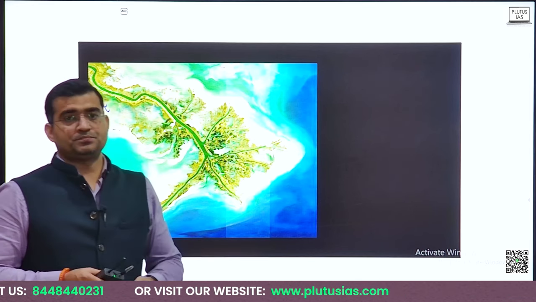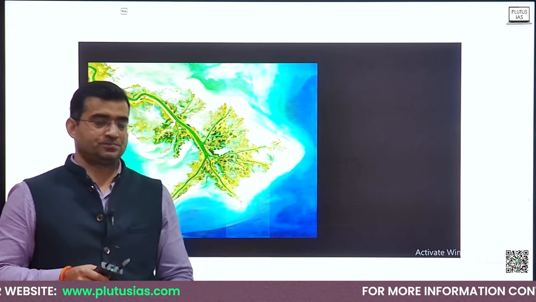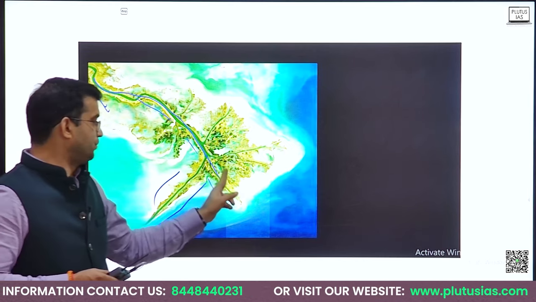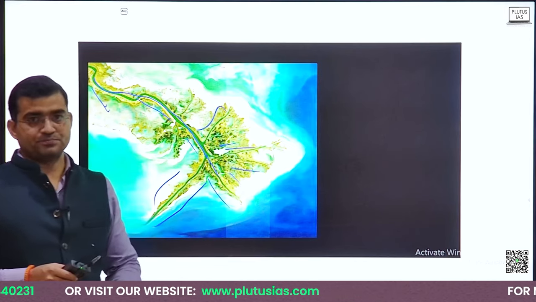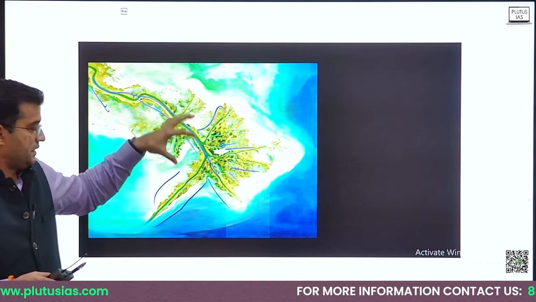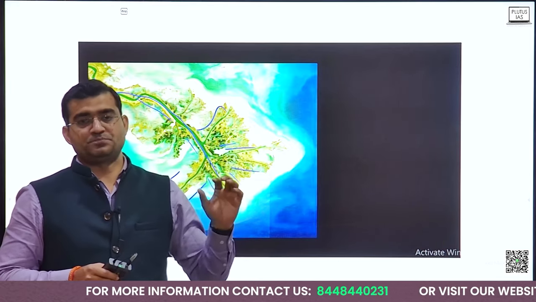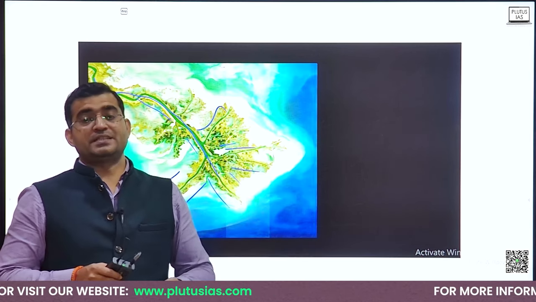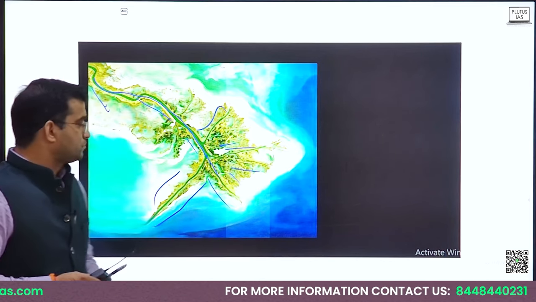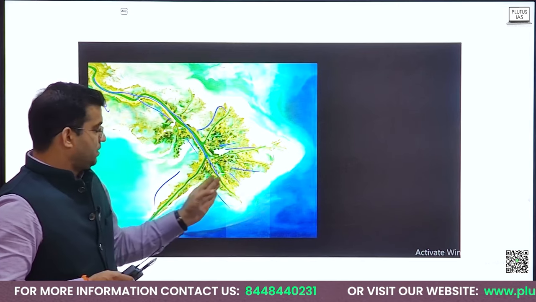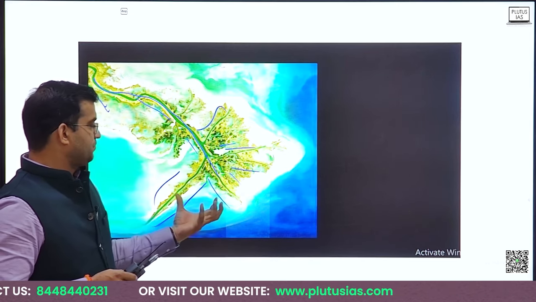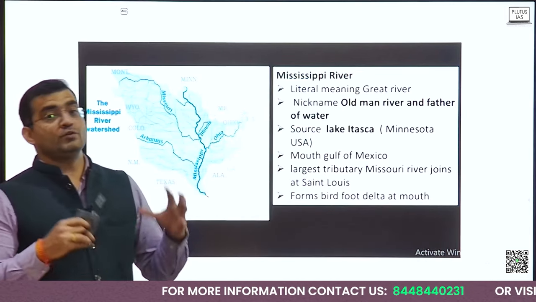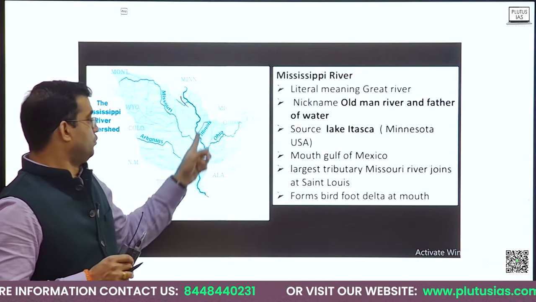This appears like a bird's foot. So here the river stream is this, and this is the delta along with the distributary channels of a river. This river is the Mississippi-Missouri of North America. You know, the Mississippi-Missouri is the principal river of North America. And when it drains into the Gulf of Mexico, it creates a fascinating delta that is called the Birdfoot Delta. It is the only river in the world known for this unique delta, the Birdfoot Delta. This is the flow of the Mississippi River.